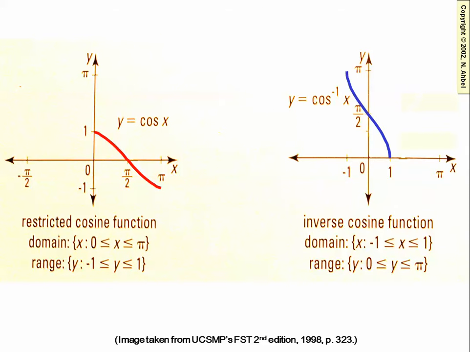If we look at these two graphs separately, we can see the domain of y equals cosine of x on the restricted domain is 0 to pi, so the range over here is 0 to pi. The range here is negative 1 to 1, so the domain here is negative 1 to 1. This graph over here includes the point 0, 1, this includes the point 1, 0, and so forth.